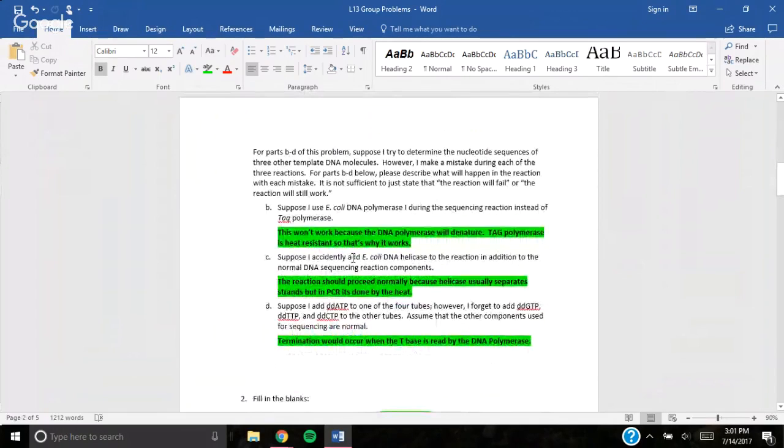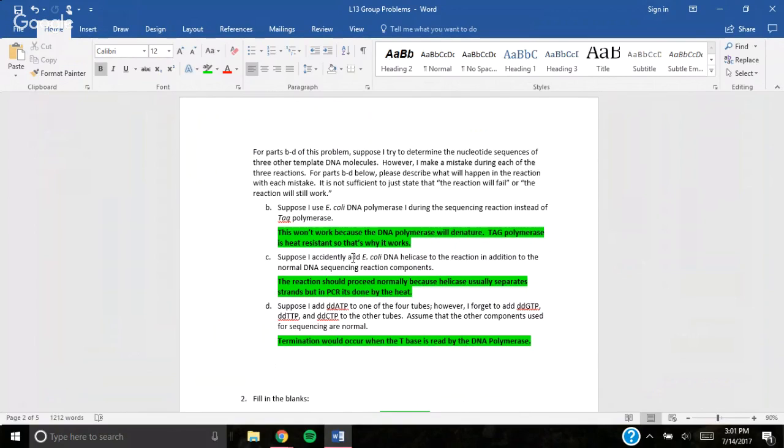For B, it gives different scenarios and asks what would happen if this was added. It says, suppose I use E. coli DNA polymerase during the sequencing reaction instead of Taq polymerase. This wouldn't work because the DNA polymerase would denature. Taq polymerase is heat resistant, so it works with PCR reactions, but any other polymerase would just denature and not work.